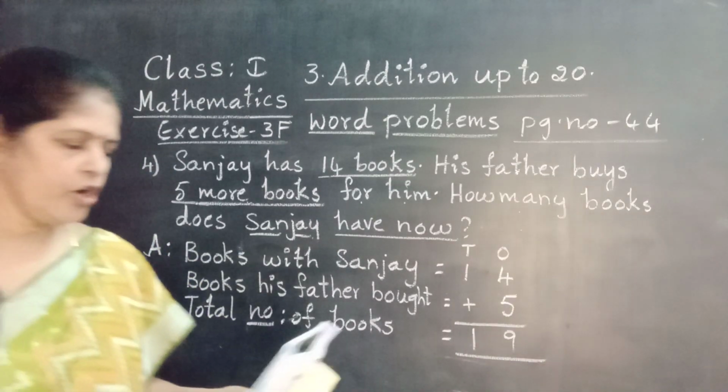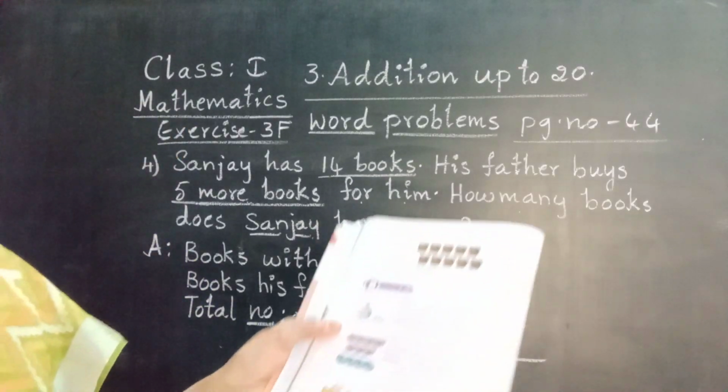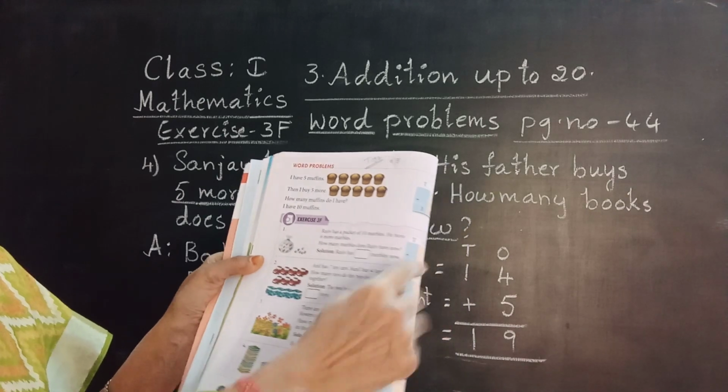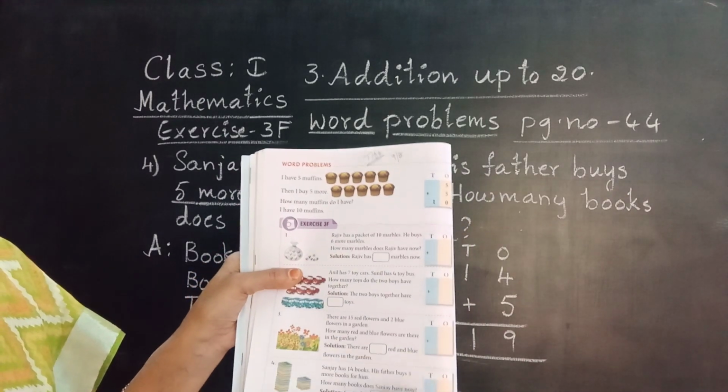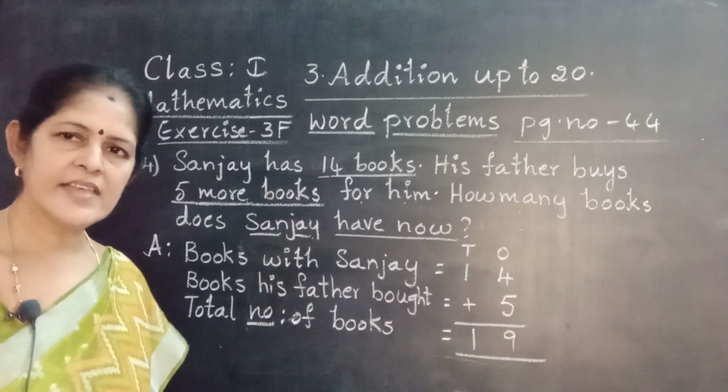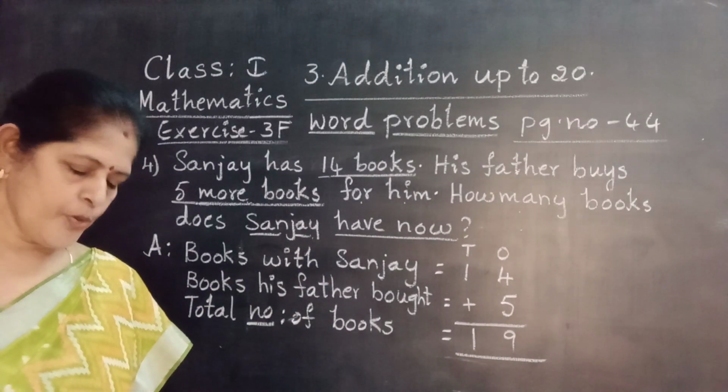Understood? These are the word problems in our textbook. Page number 44, exercise 3F. You also complete in the given space. We write the steps like this in our classwork book.